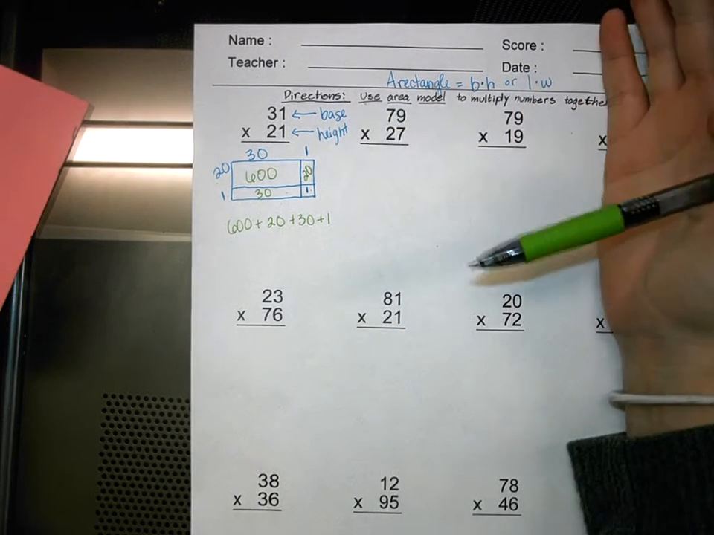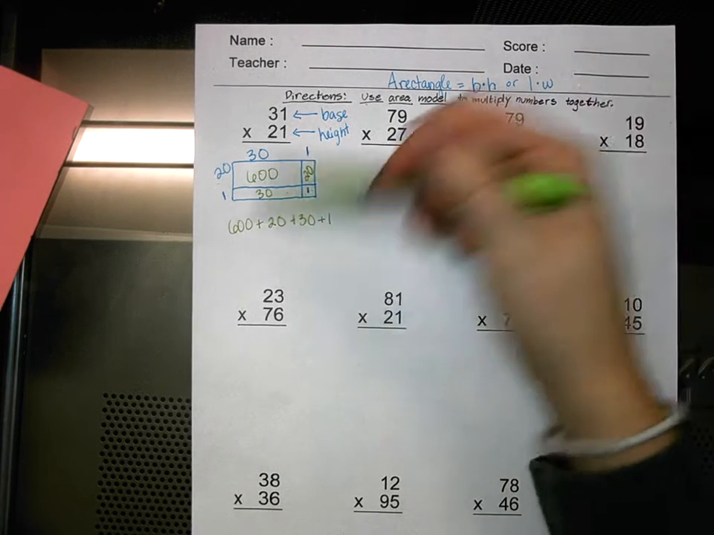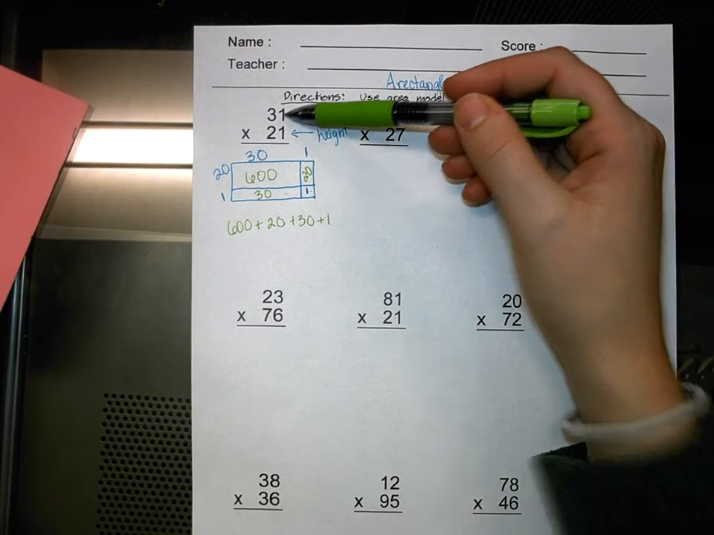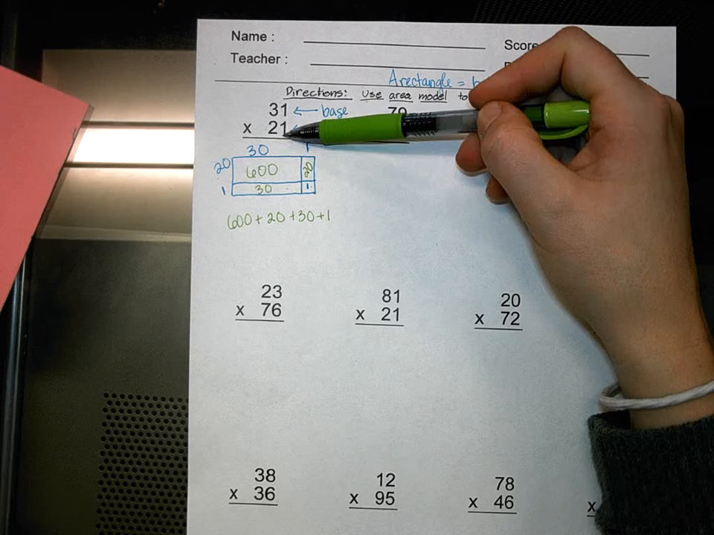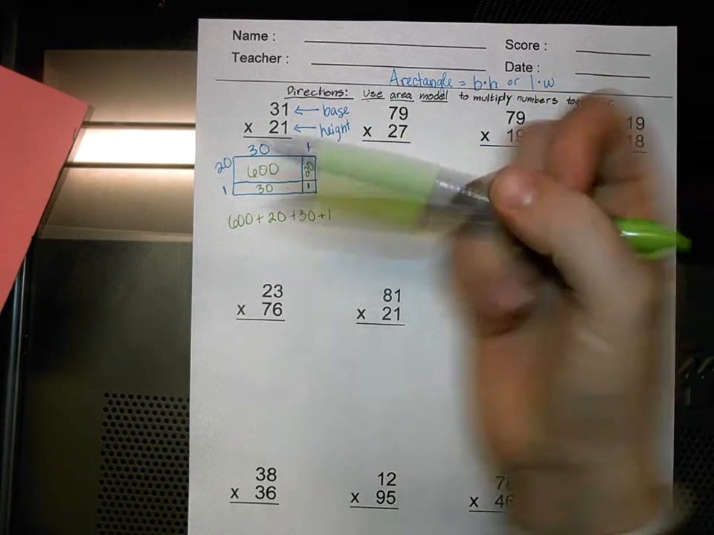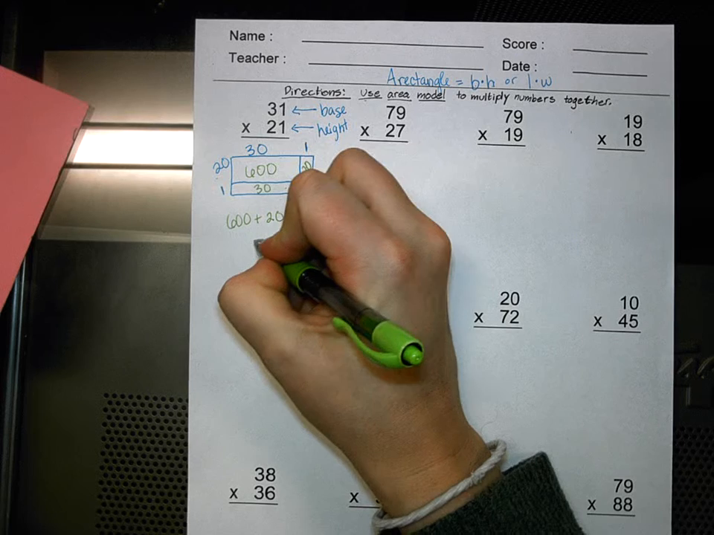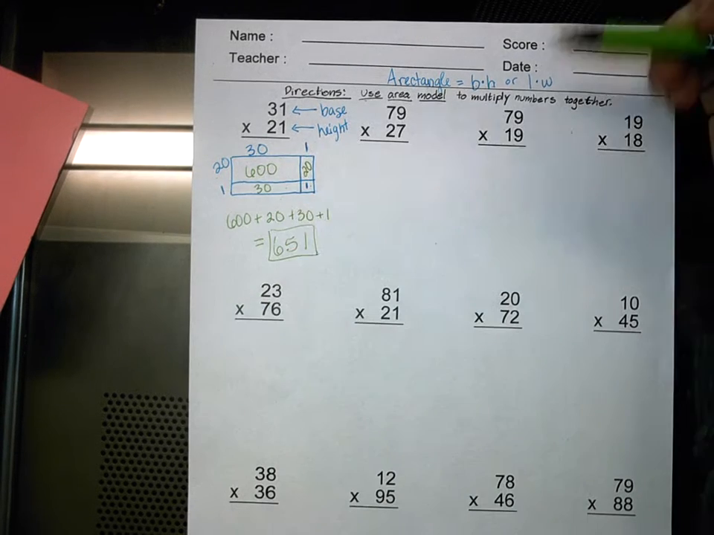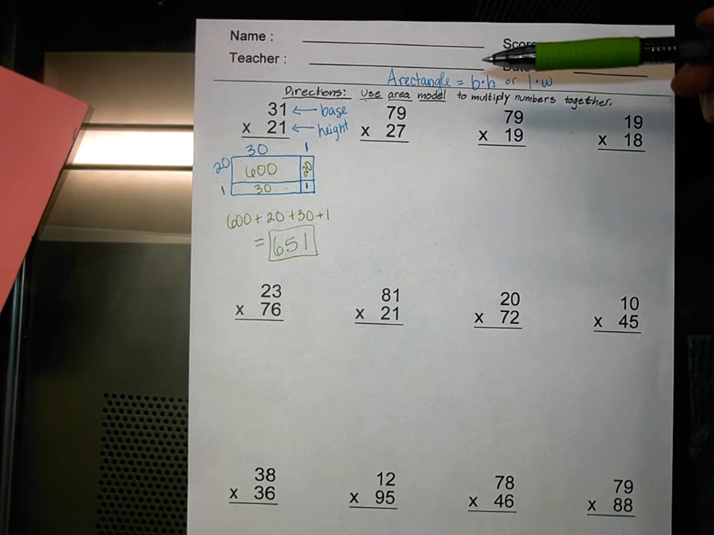You don't need to worry about the binomials and trinomials or any polynomials right now. We're just going to try it out using old-fashioned 2-digit numbers, and you're going to do this for the rest of the page to get practice on using just the area model and how it works and why it works that way.